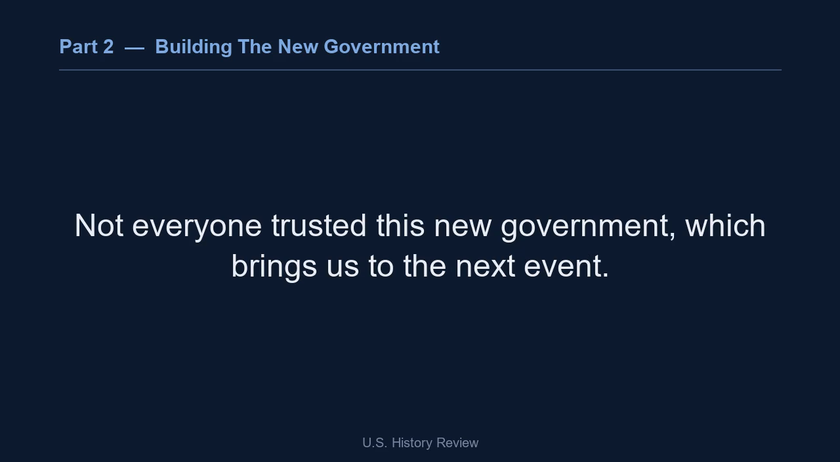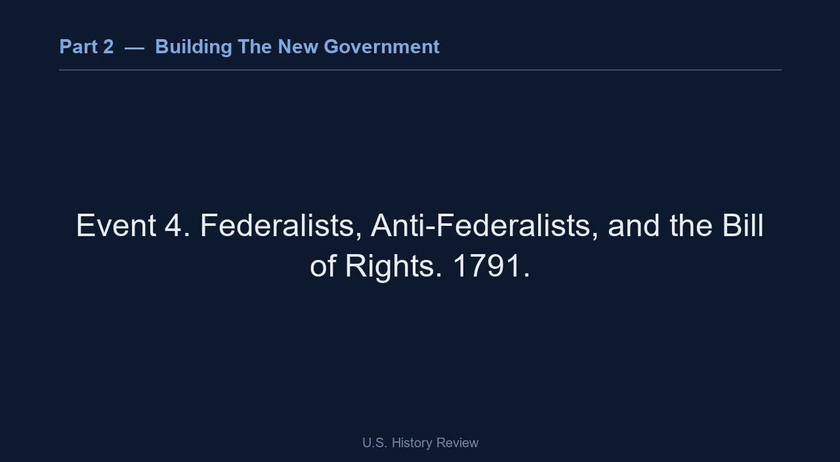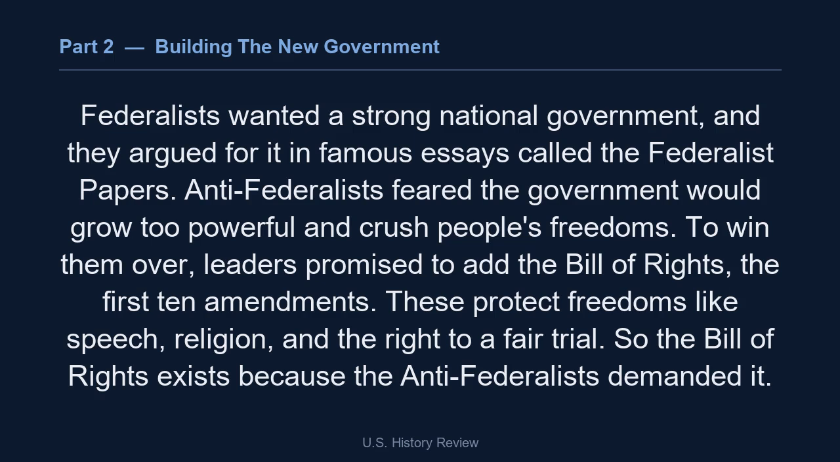Not everyone trusted this new government, which brings us to the next event. Event 4. Federalists, Anti-Federalists, and the Bill of Rights. 1791. Federalists wanted a strong national government, and they argued for it in famous essays called the Federalist Papers. Anti-Federalists feared the government would grow too powerful and crush people's freedoms.